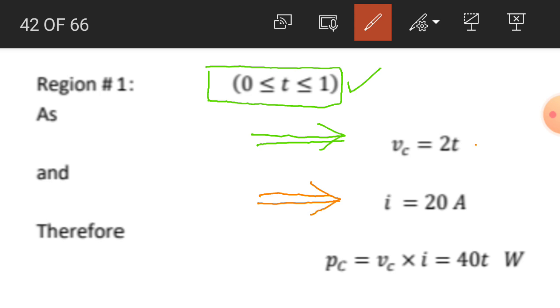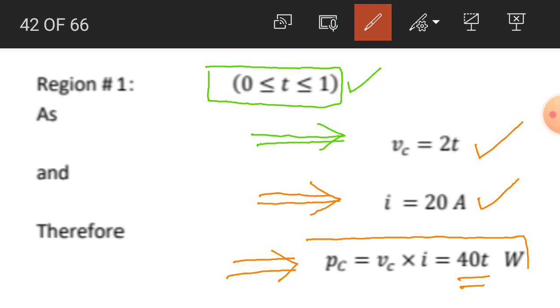So the voltage across the capacitor in region number 1 is known. The current in the capacitor in region number 1 is known. Definitely the power will be equal to 40t watts. The product of the voltage and current is 40t. If you look at this relationship, there is a linear relationship between the power and time in region number 1. So definitely you will get a straight line passing through the origin in region number 1.